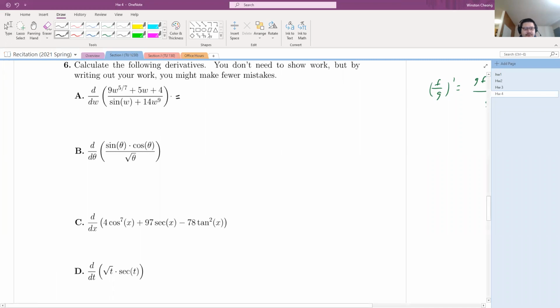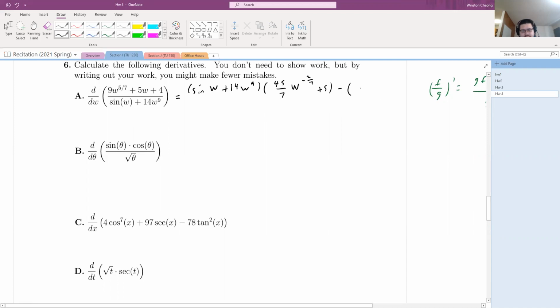Okay. So I copy the denominator just as is, sine of w plus 14w to the 9th, and then multiply by the derivative of the numerator, which is pretty bothersome. 45 over 7 w to the negative 2 sevenths, plus 5, minus. So just to make sure, everyone, do you follow how I got these two numbers from taking the derivative here? It's only power rule. Yeah, okay, great.